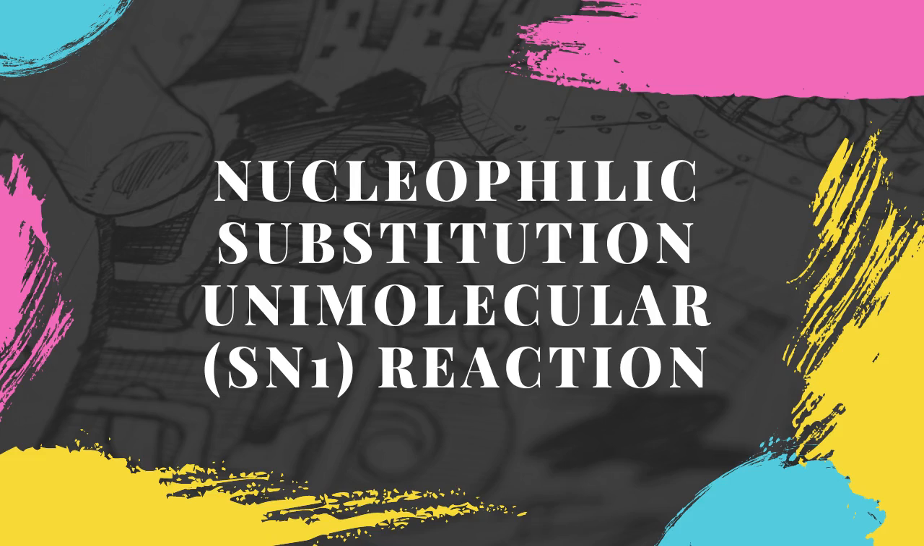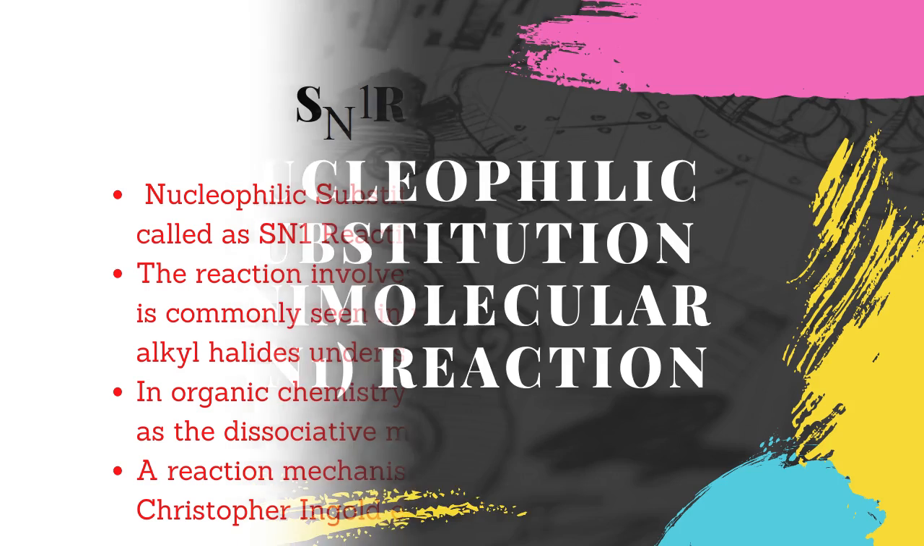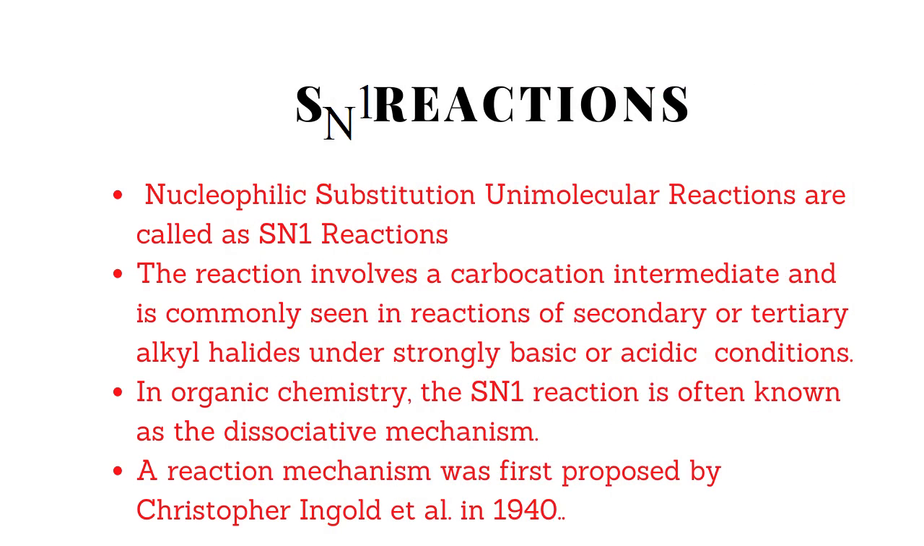In this video, we will discuss SN1 reactions. Nucleophilic substitution unimolecular reactions are known as SN1 reactions. These reactions involve a carbocation intermediate and are commonly seen in the reactions of secondary and tertiary alkyl halides under strongly acidic or basic conditions.